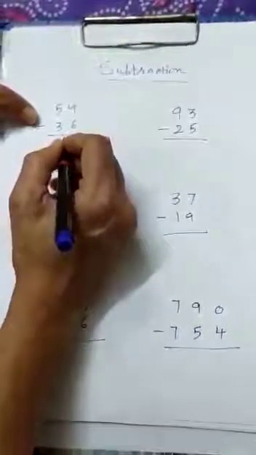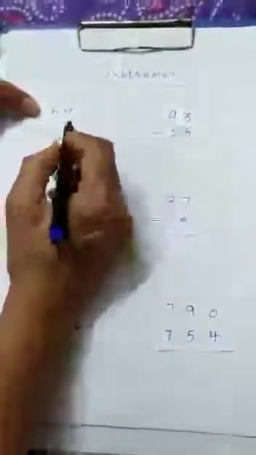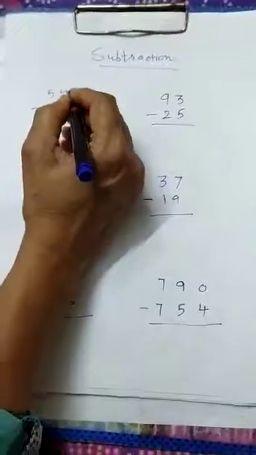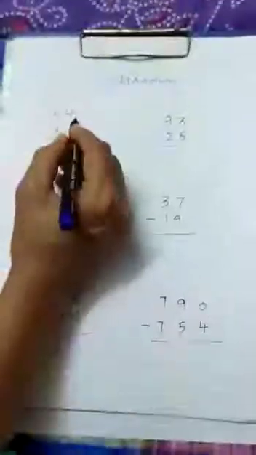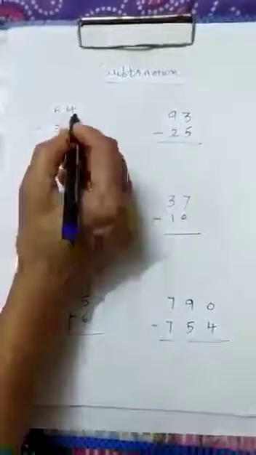54 minus 36. First example that we are starting, 54 minus 36. Now if we are going to start the subtraction, first of all, from where will we start? Shall we start with 5? No, that all of you know. So now we will start from the ones place. And what is the ones place? 4. So we have to start from 4. 4 minus 6, is it possible?